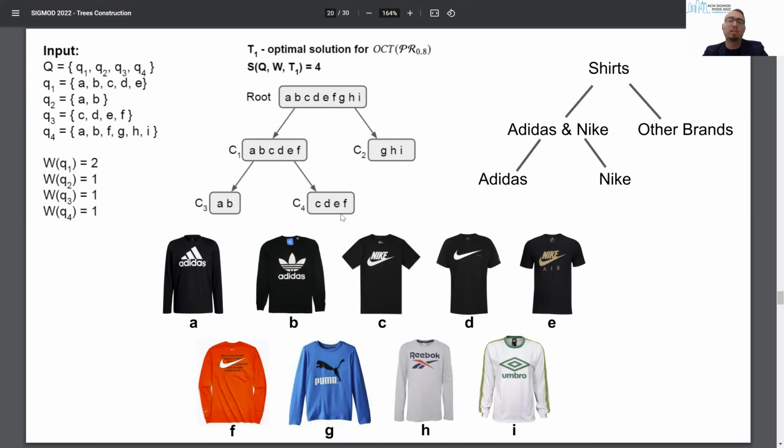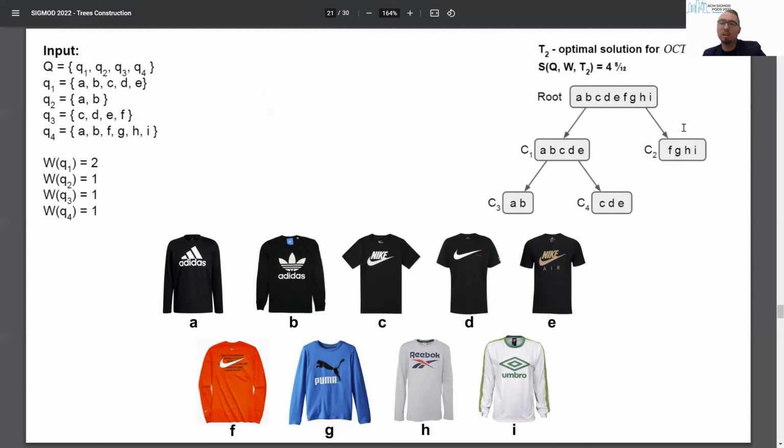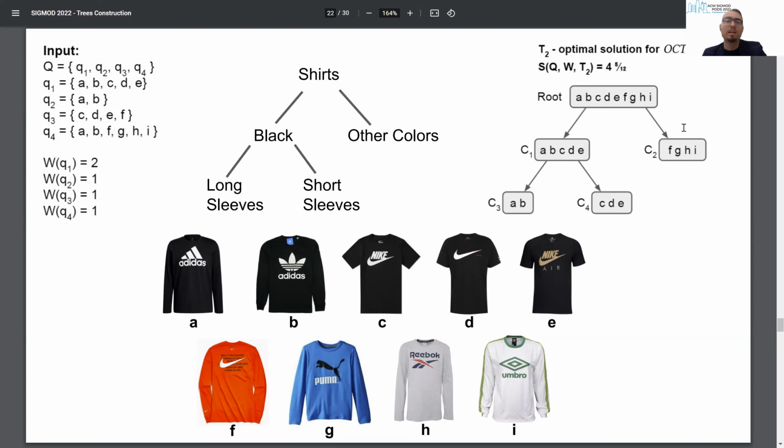It just shows you that you can divide the shirts into Adidas and Nike, which can be further divided into Adidas and Nike separately. And in the other branch, you can have all other brands. This is one solution. Another solution can be this tree, and the difference is not very big, but in this tree, what you're getting is shirts divided into black and other colors, and once you're going into black, you have the long sleeves and the short sleeves. So this is another possibility for a tree.